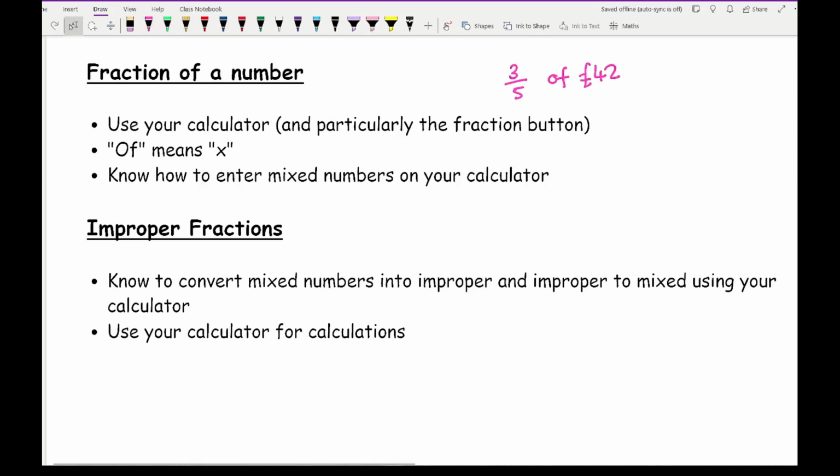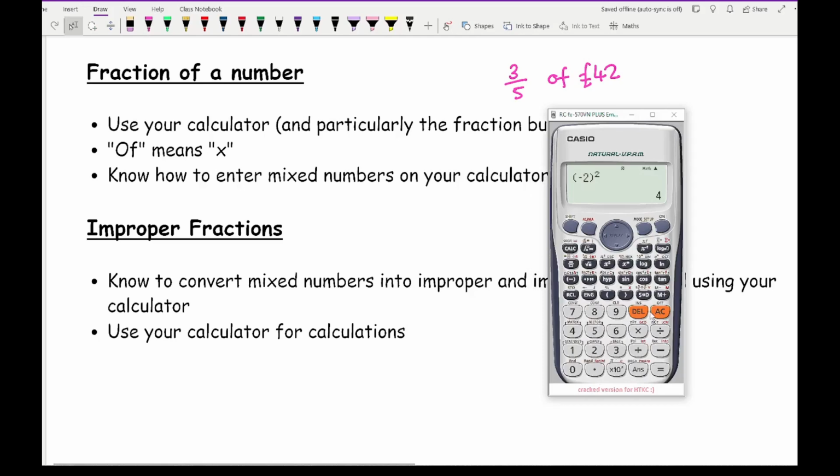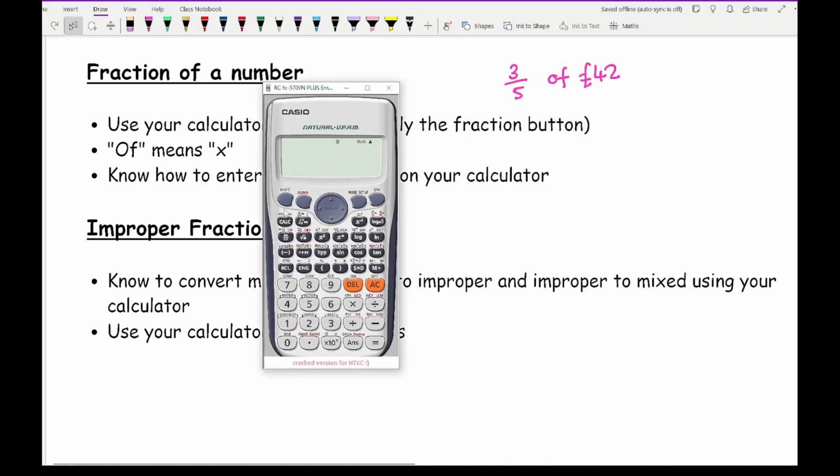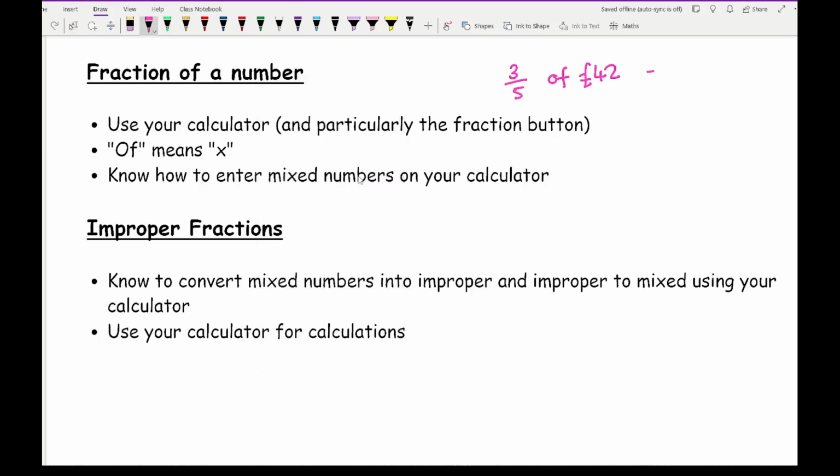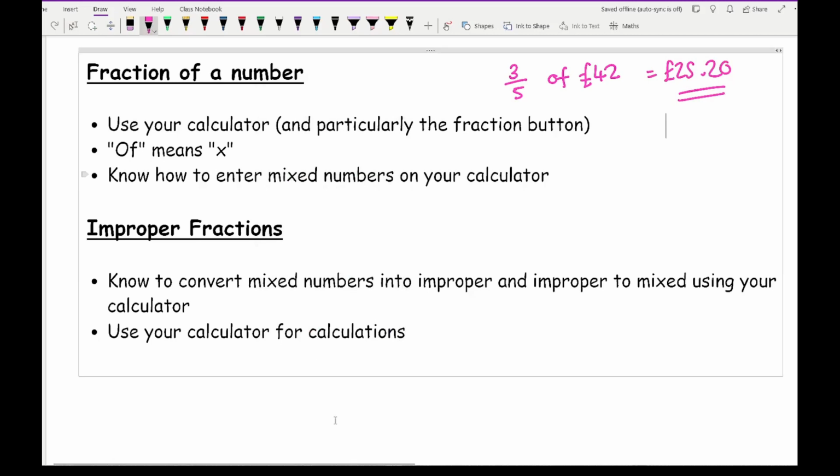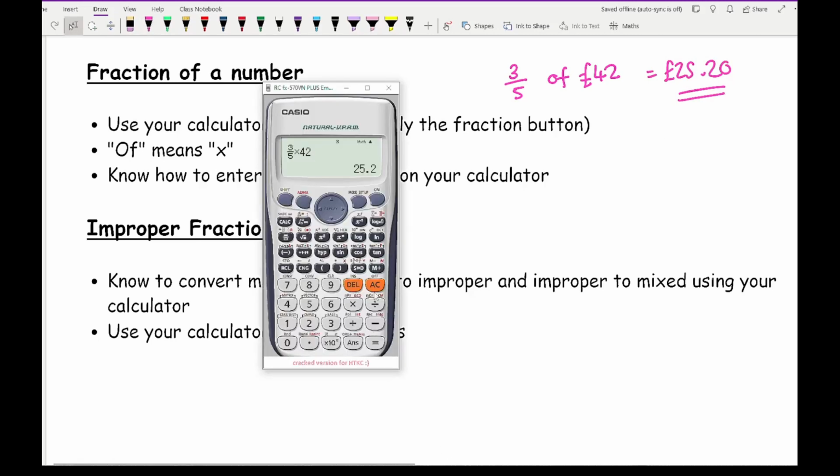So for this, all I need to do is get my calculator, and I'm going to use my fraction feature on my Casio calculator. I've got 3/5. Now again, of means times. Now make sure it's on, and again, you always want to check how your display is written on your calculator. Times 42, press equals, and then press the SD button, and it gives me an answer of £25.20. So I can write £25.20.